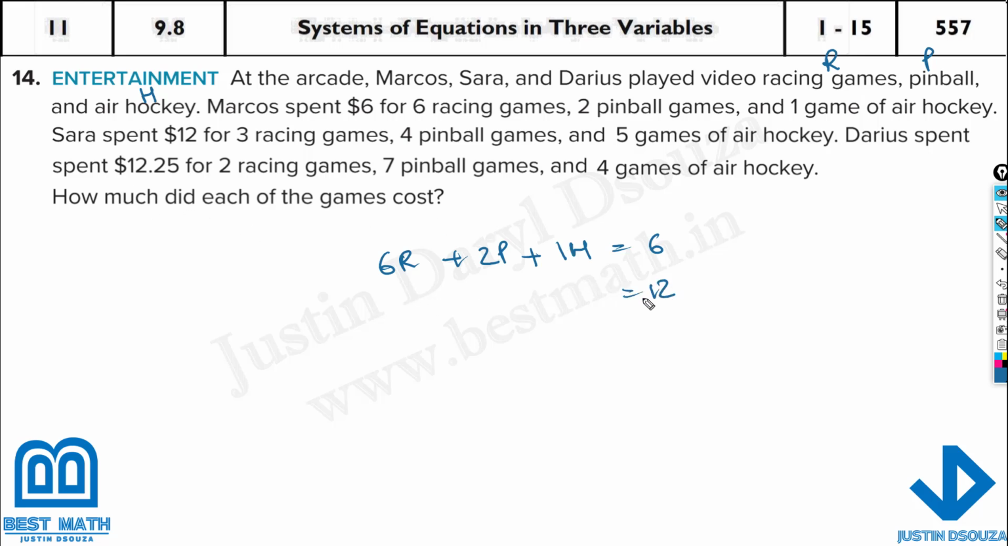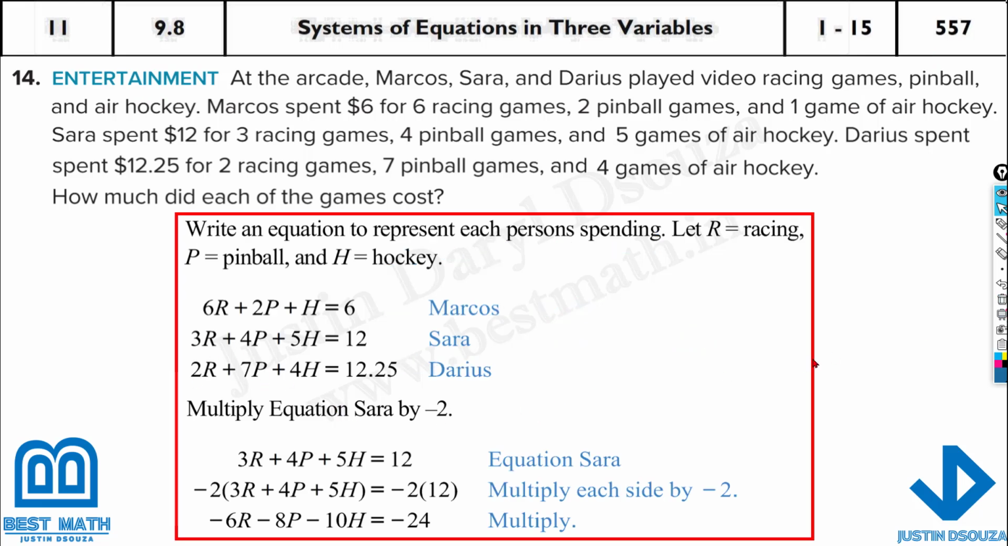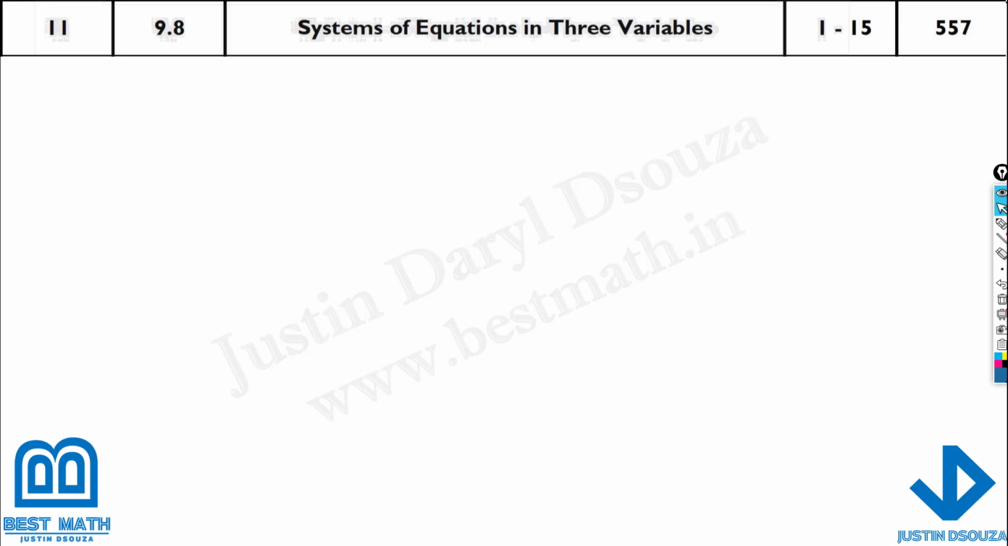The total sum is 12, whereas 3 racing games plus 4 pinballs plus 5 hockey. And Darius, 2 racing games plus 7 pinballs plus 4 hockey, that is equal to 12.25. So these are the simultaneous equations. You just put them in the calculator, you'll get the answer. That's it. So once you get the equation, it's all simple.